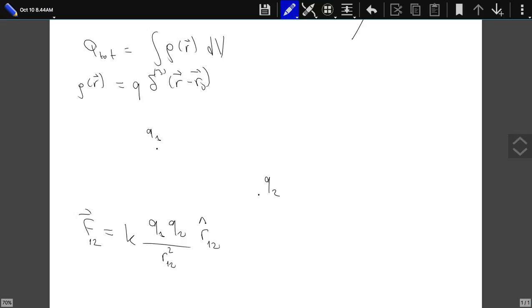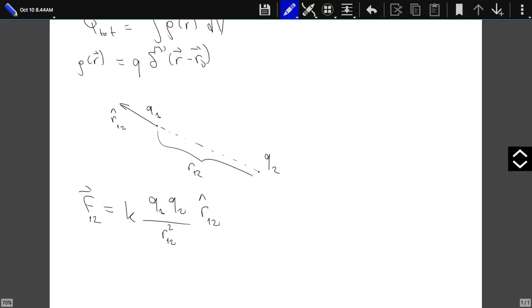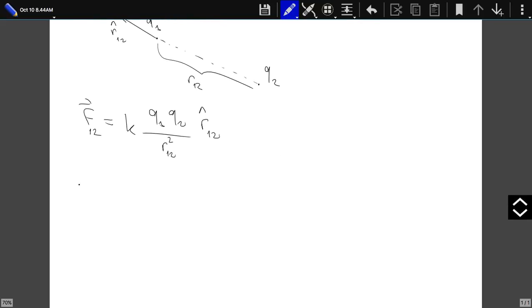So this is acting on the charge 1, so it will be along this line. This is R12 hat. This distance is what we call R12. And K is just some kind of a constant. What this constant is depends on which units you are using. So for example, in SI units, the units that you are probably used to up to this point.